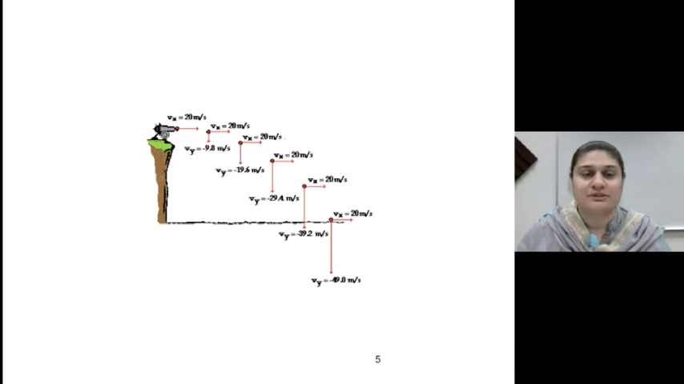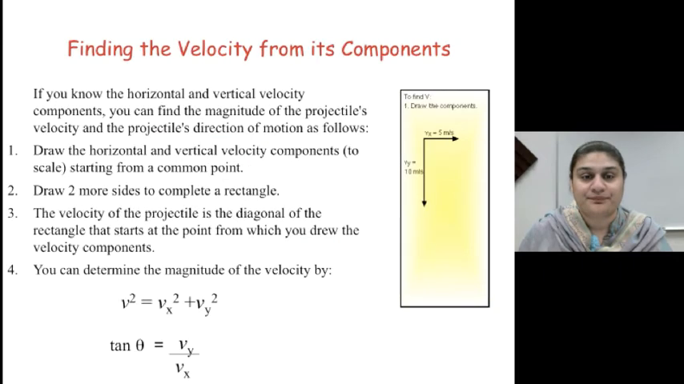Here's another way to look at the same thing. As we go downwards, the Vx component doesn't change at all. But your Vy component, depending on the acceleration due to gravity, is actually increasing as we go. And at the top, the Vy component is actually 0.